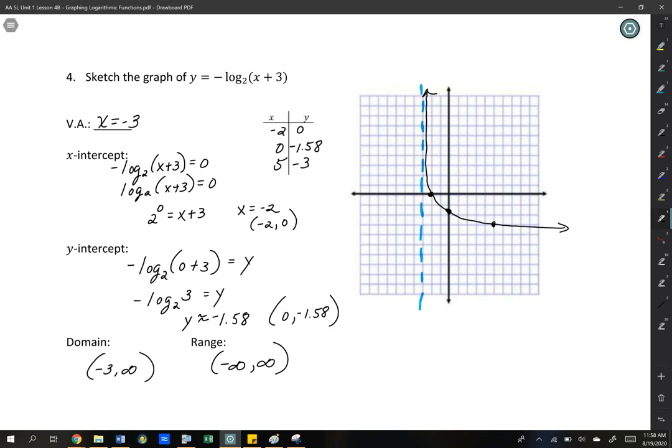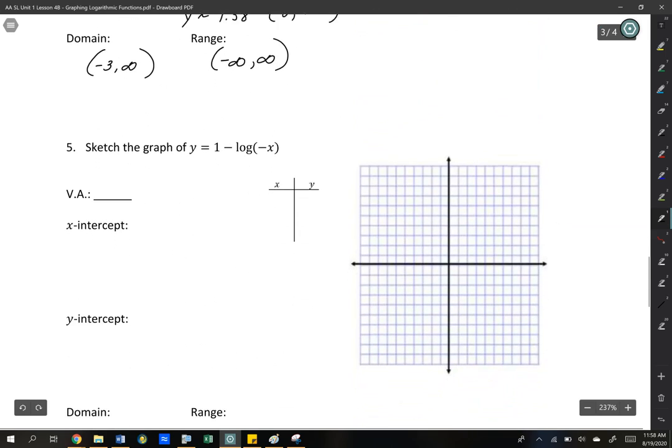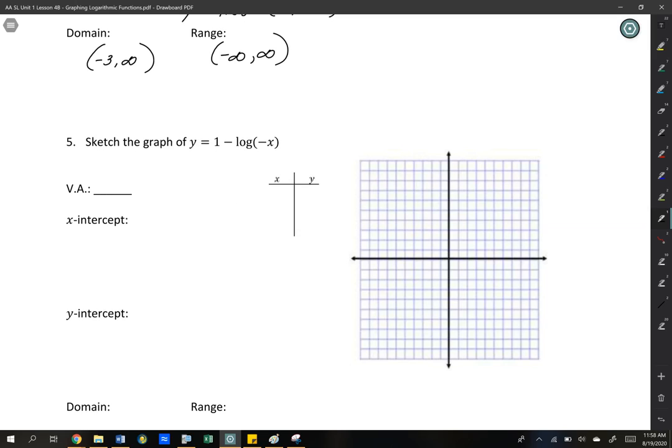All right, hopefully you're starting to get the hang of this. I would pause the video and try number 5 on your own and come back when you're ready. Vertical asymptote here, we do not have a value of h, which means we have a value of 0. So in this case, our vertical asymptote is x equals 0. The x-intercept is found by setting our equation equal to 0.